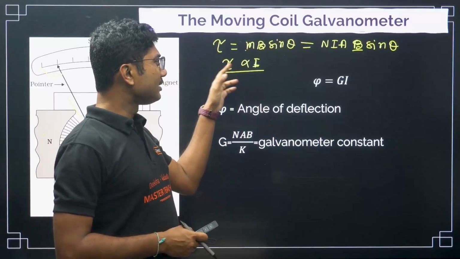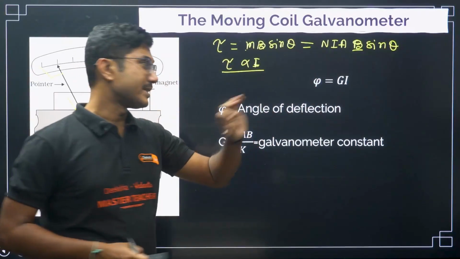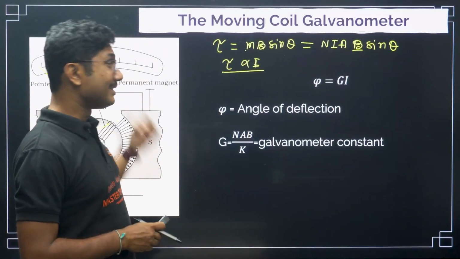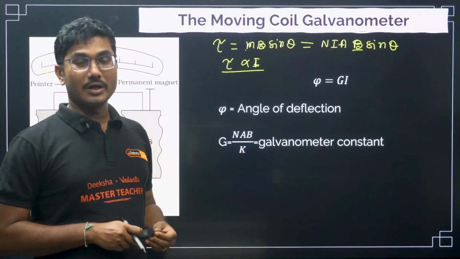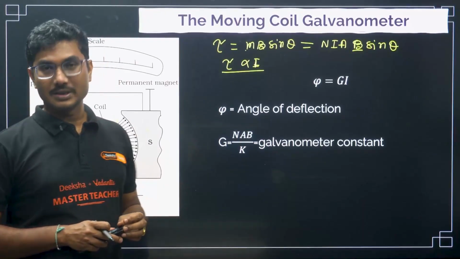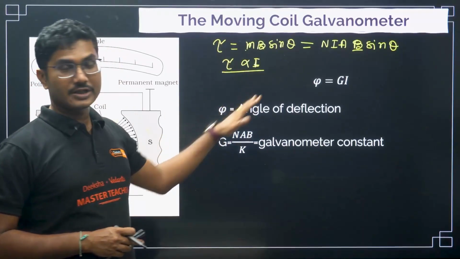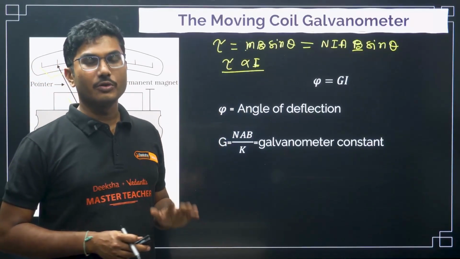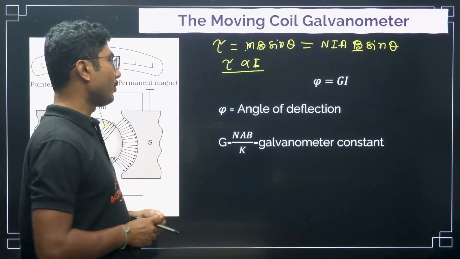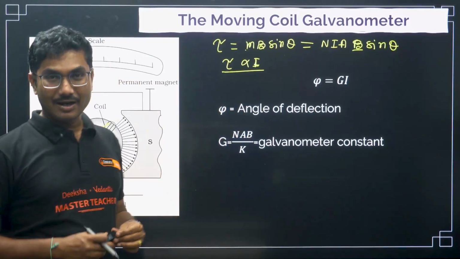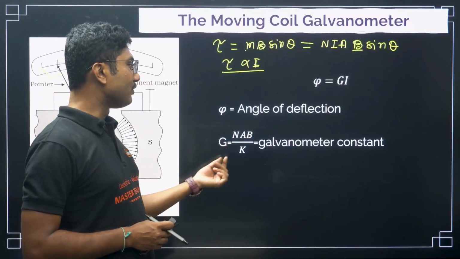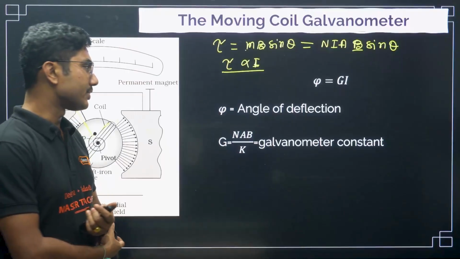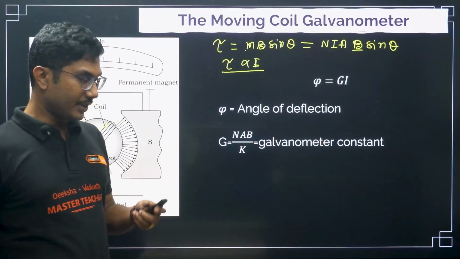From this torque to this phi there is one small step. I will cover that in my 2, 3, 5 marker section as well. This is a very new question which might come in your midterm exam, so you cannot skip that. The construction and explanation of the working principle of a galvanometer is also a 5 marker possible question. Here phi is called the angle of deflection, and G equals NAB divided by K is called the galvanometer constant.